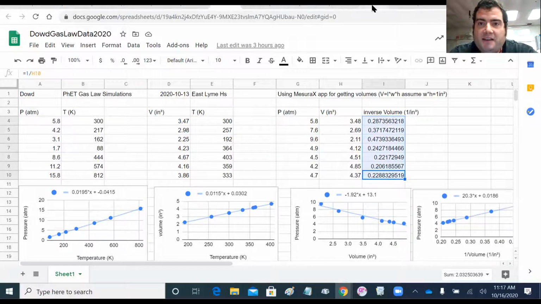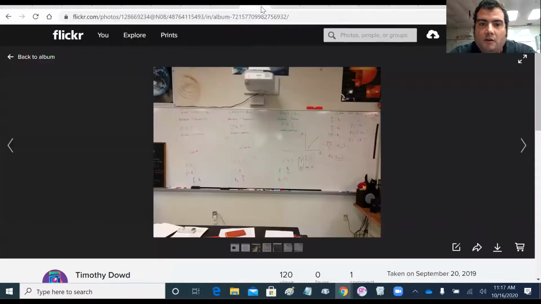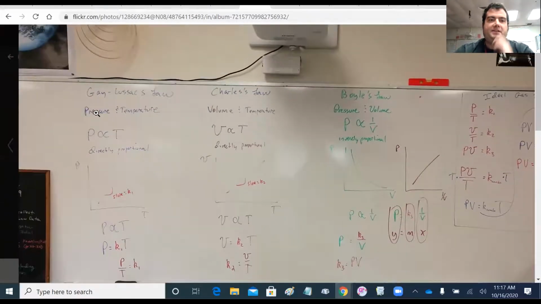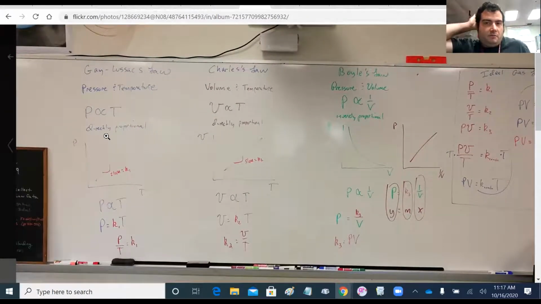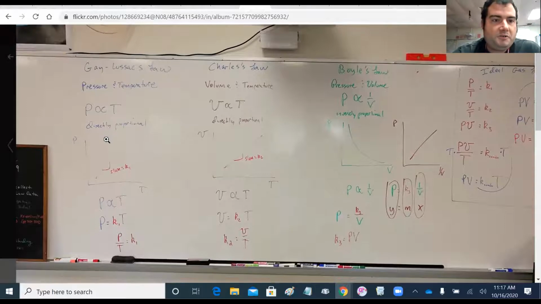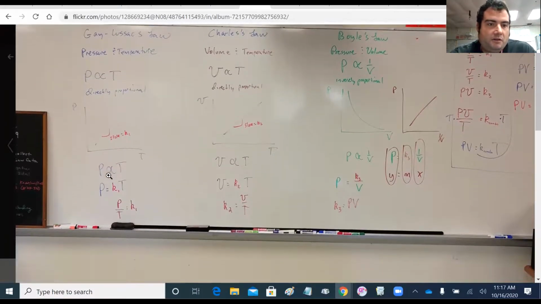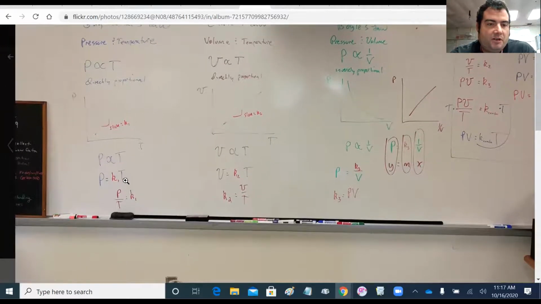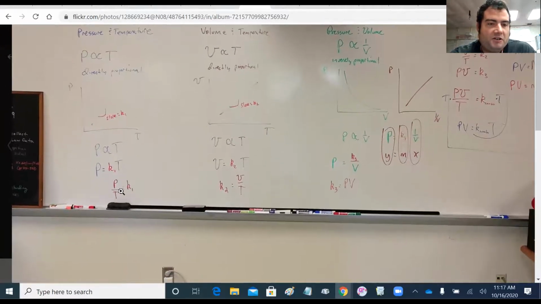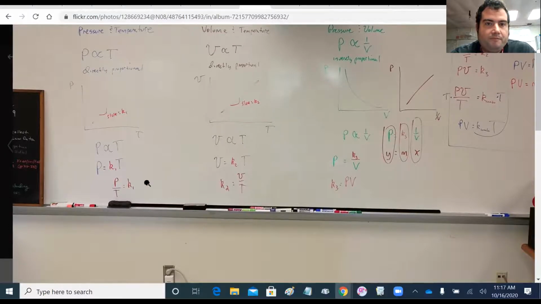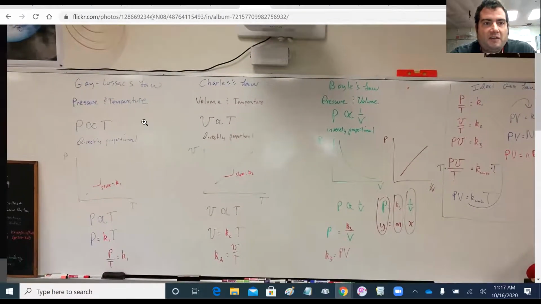So at the end of the day, what you've got is 3 big ideas. Linear relationship between pressure and temperature. And we could say that that means pressure is some number times temperature, or that pressure divided by temperature is constant. That's called Gay-Lussac's law.